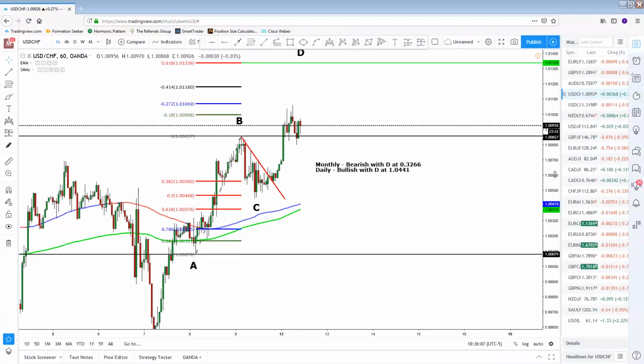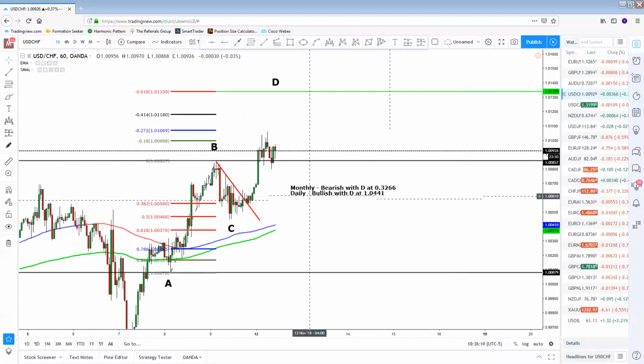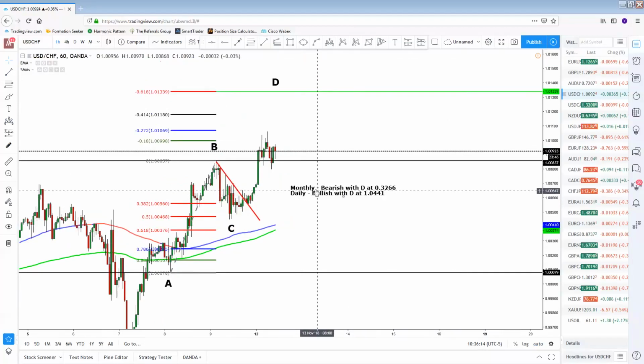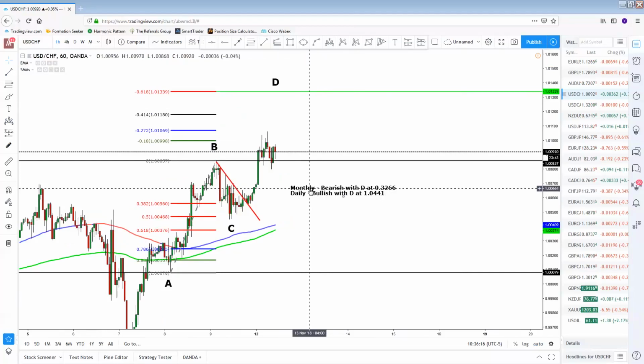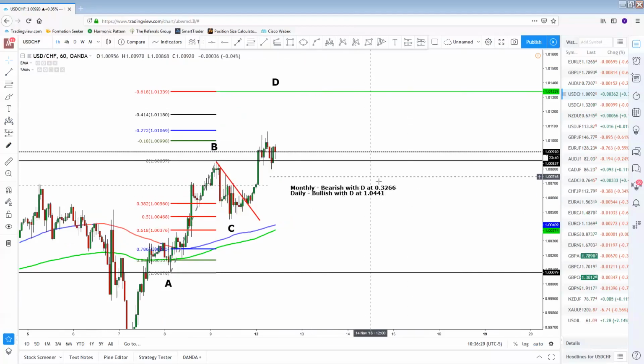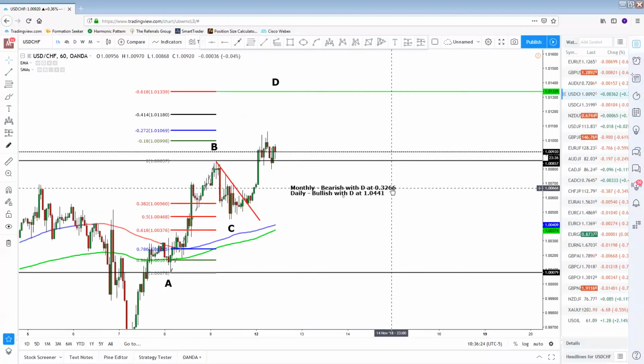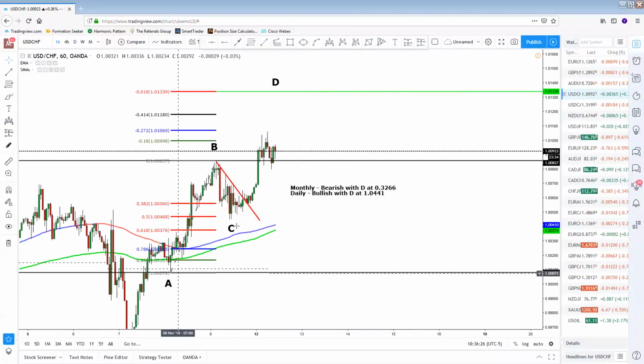So, you can see here the monthly is bearish, daily is bullish. So I'm really looking at the direction of the daily. The monthly, I'll hop over and see if there's anything going on every now and then, but I just want to know where the overall extension is. And you can see here it's pretty far off. So I will leave it.